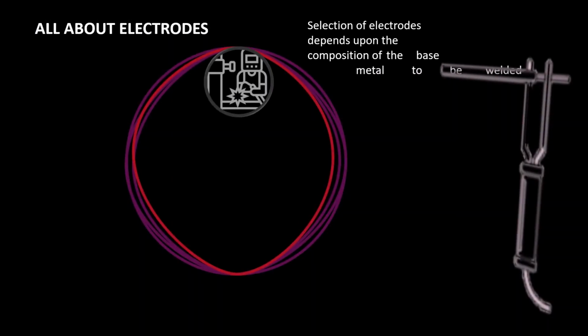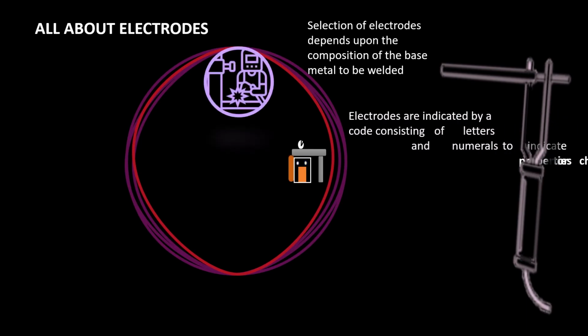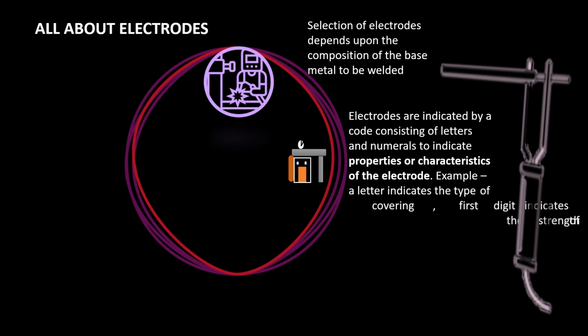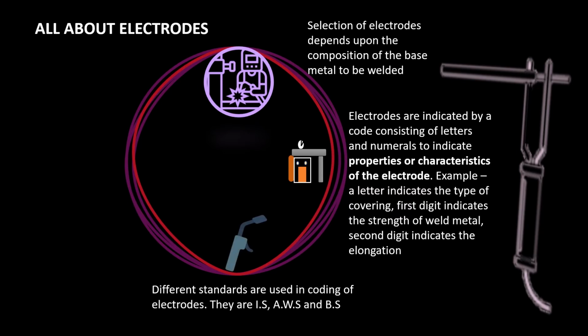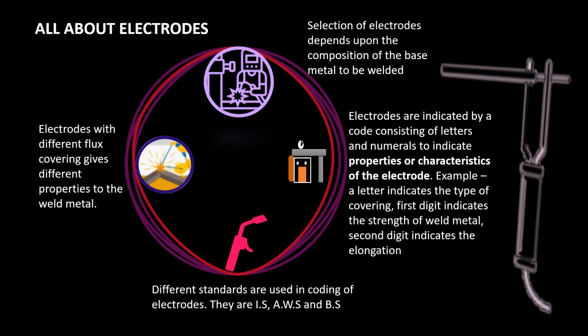Selection of electrodes depends on the composition of the base metal to be welded. Electrodes are indicated by a code consisting of letters and numerals to indicate the properties or characteristics of the electrode. Different standards are used in coding of electrodes. Electrodes with different flux covering gives different properties to weld metal.